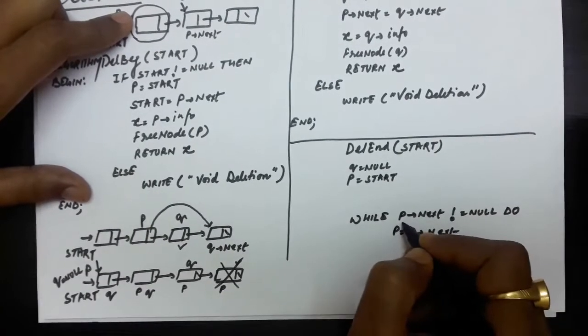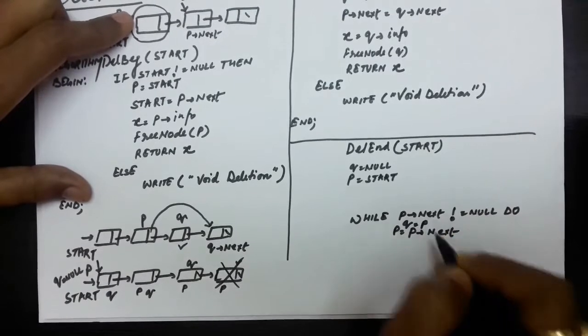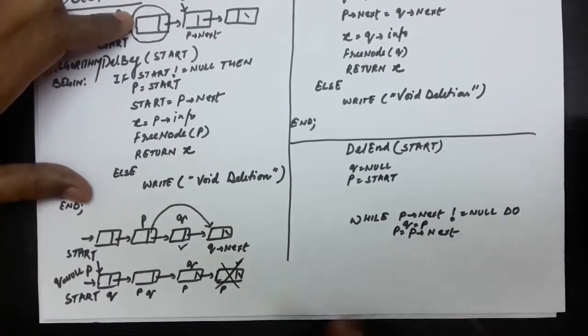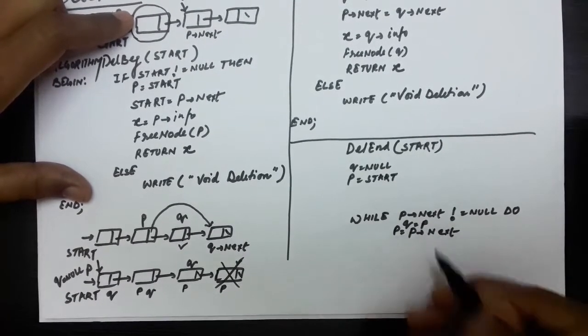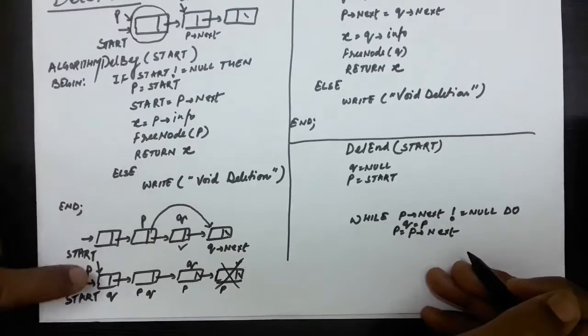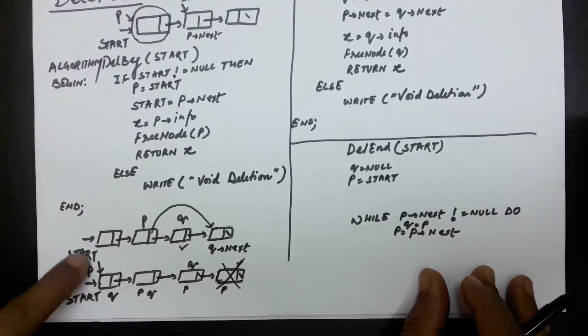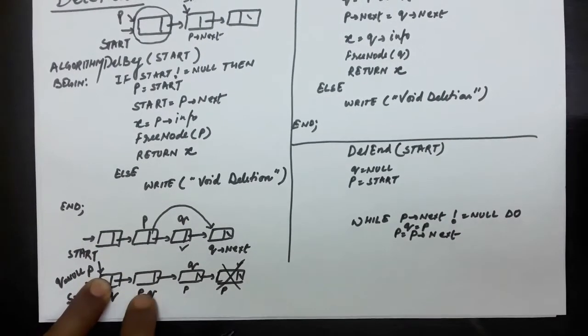So how can that be done? Before moving to the next node, Q is assigned to the node where P was earlier. Okay, so let's see. P is here and Q is null. When P is advancing to this node, before that Q is assigned to this node. So now P is at the second node and Q is at the first node.